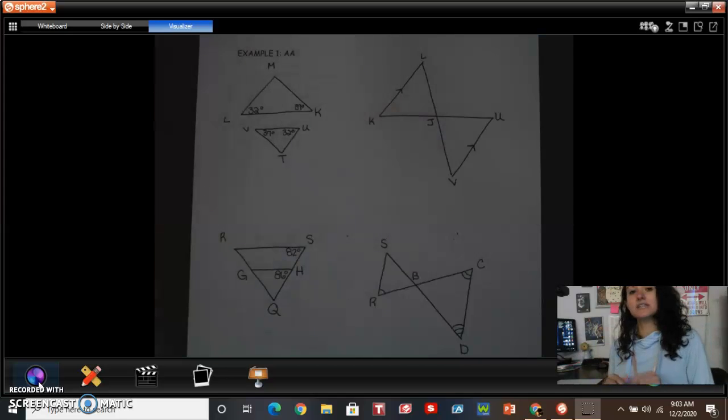So these are all angle. What we're looking for here is whether we have two sets of congruent angles. And how do you know if you're going to use angle, or side, or side-angle-side? Well, angle is the easiest one to figure out because you don't know any side lengths whatsoever. If you look at all these examples, we don't know any side lengths.